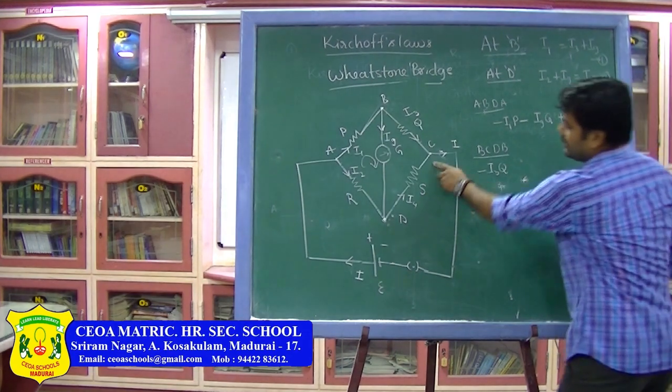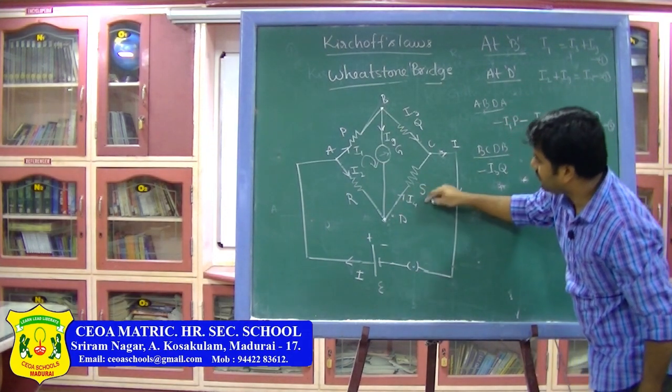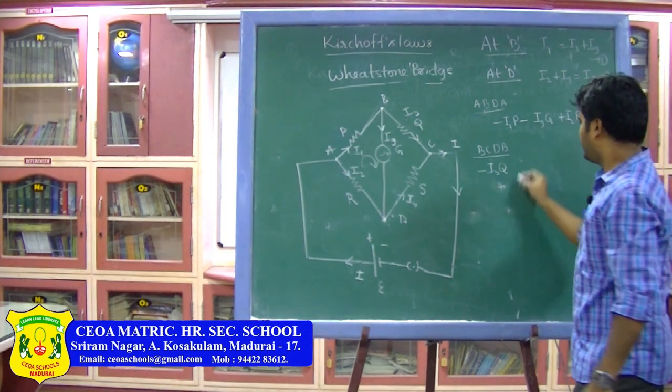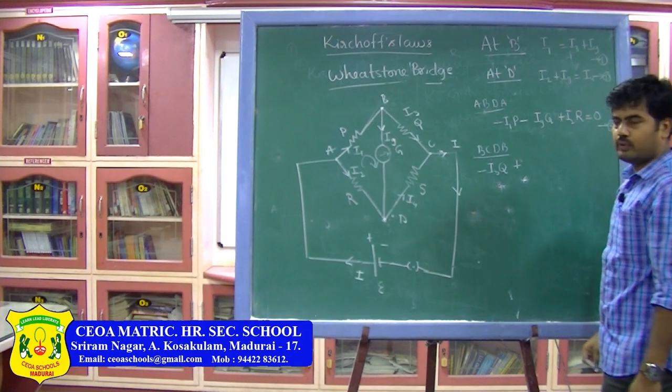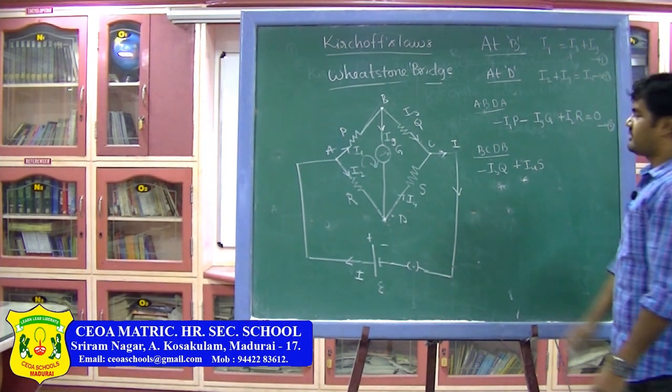Next, C to D. So, we are moving in the direction opposite to the current I4. So, this potential drop across S must be taken as positive, as we are moving in the direction opposite to current. So, it is plus I4S.